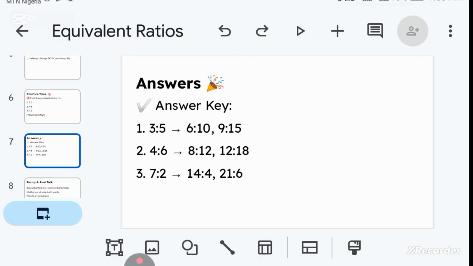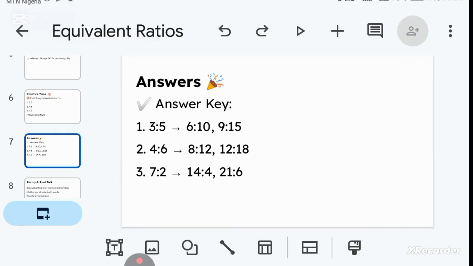Okay, time is up. Let's see how you did. So 3 to 5, you could have multiplied by 2 and 3, which will give you 6 to 10, 9 to 15. Then 4 to 6, easy, to give you 8 to 12 or 12 to 18. Then you say 7 to 2, which is going to give you 14 to 4 or 21 to 6. If you got them right, high five through the screen.